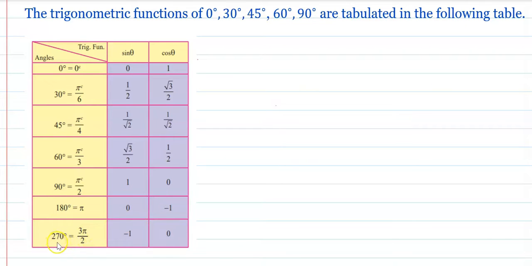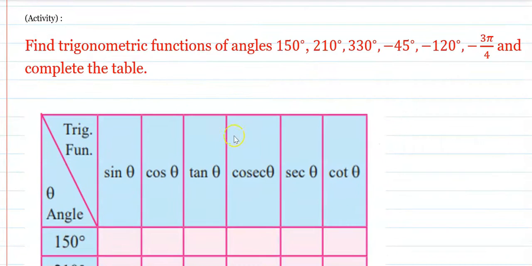And sin of 270 is equal to -1 and cos of 270 is 0. You can remember all these values. Okay, now the next.